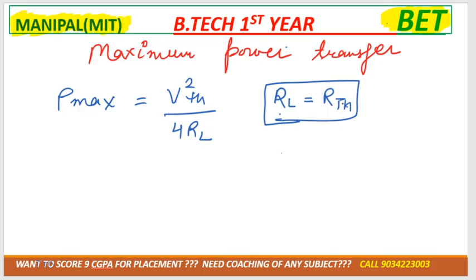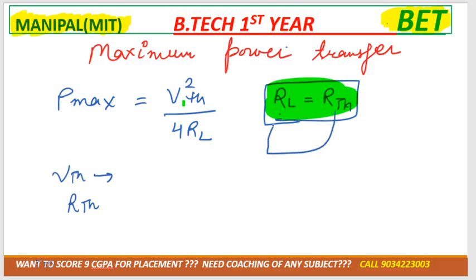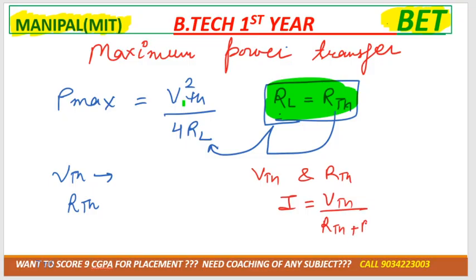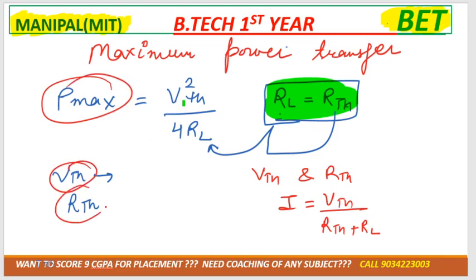Load resistance will be equal to Thevenin resistance, and the maximum power formula is VTH squared by 4RL. So here also ultimately what you need is VTH, same as we found in Thevenin, and you need RTH because RTH is equal to RL. Same procedure. In Thevenin also we need to calculate VTH and RTH, but in the last we put the values in the current formula, I is equal to VTH divided by RTH plus RL. And in case of maximum power also you need to calculate VTH and RTH, and put them over there.